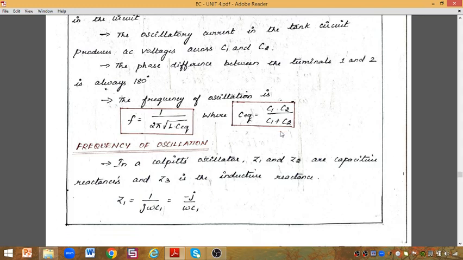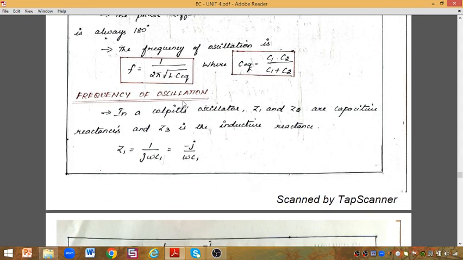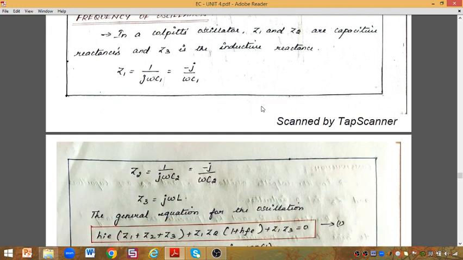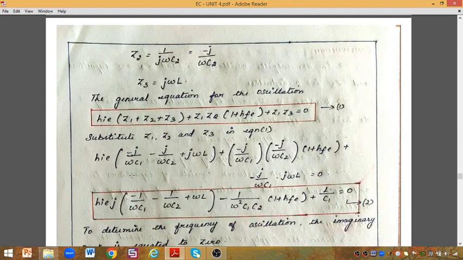First we have to find the frequency of oscillation. In the Colpitts oscillator, Z1 and Z2 are capacitive reactances, and Z3 is an inductive reactance. In the previous case, we discussed the Hartley oscillator, where Z1 and Z2 are inductive reactances and Z3 is a capacitive reactance. So we can write Z1 as minus j by omega C1, Z2 as minus j by omega C2, and Z3 as j omega L.